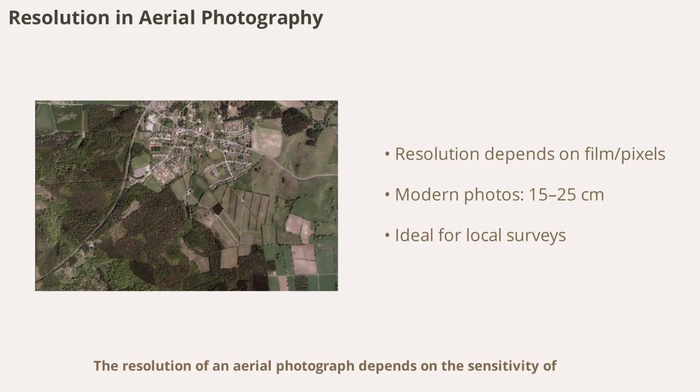Resolution of an aerial photograph depends on the sensitivity of the film or the number of pixels in a digital camera, as well as the altitude of the flight. Modern digital aerial photos can achieve ground resolutions as fine as 15 to 25 centimeters, allowing for the identification of very small objects. This high resolution makes aerial photography ideal for detailed local surveys.